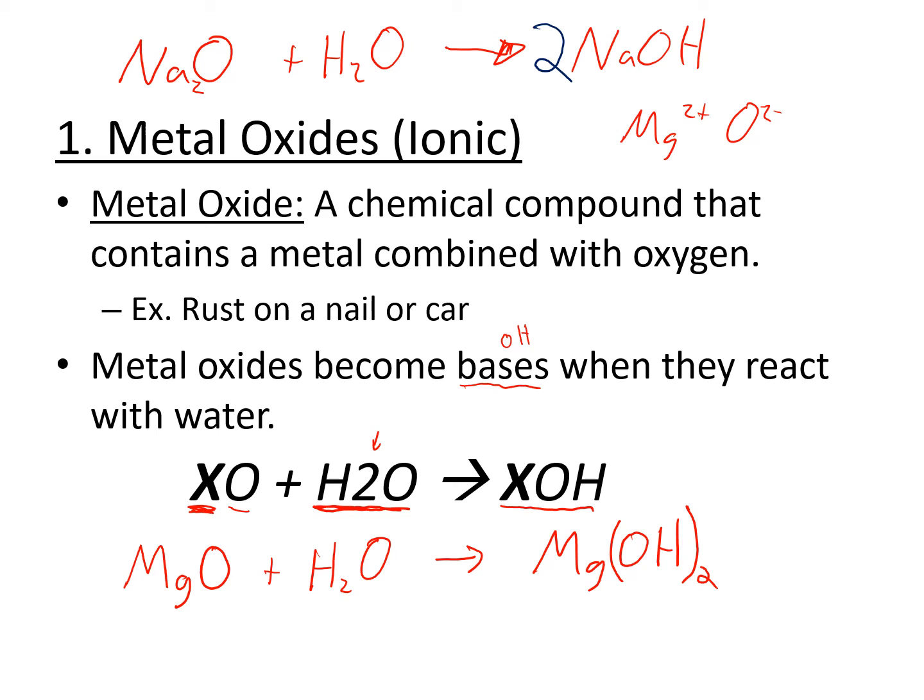We have to balance it, and hopefully you realize that it's already balanced. You have 1 magnesium, 1 magnesium, you have 2 oxygens, 2 oxygens, you have 2 hydrogens. So again, metal oxide produces a base, ends with OH.